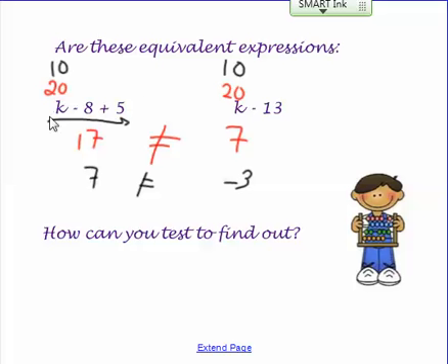Then I asked you if these are equivalent expressions, k minus 8 plus 5 and k minus 13. And how do you test to find out? So we started by putting 20 in. 20 minus 8 is 12 plus 5 is 17, yet 20 minus 13 is only 7. And if I get two different values, the expressions are not equivalent. So we just decided to check one more. If k is 10, here we get 7. If k is 10 here, we get negative 3, and they are not equal. So you use a number to test to find out if they're equivalent.